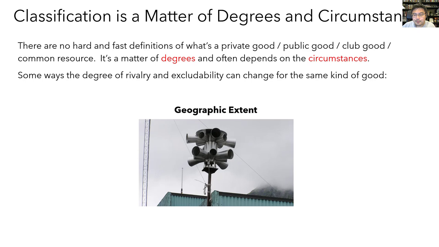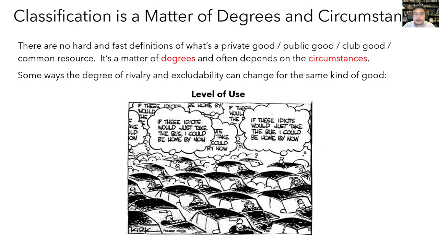Okay, next is level of use. So for this one, consider a road. Anyone can use the road, so it's non-excludable. But whether the road is rival or non-rival depends on the number of cars that are using it. When there are only a few cars, then there isn't any traffic, and so each car gets to enjoy the road without diminishing anyone else's speed, and so the road is non-rival, and it's like a public good.